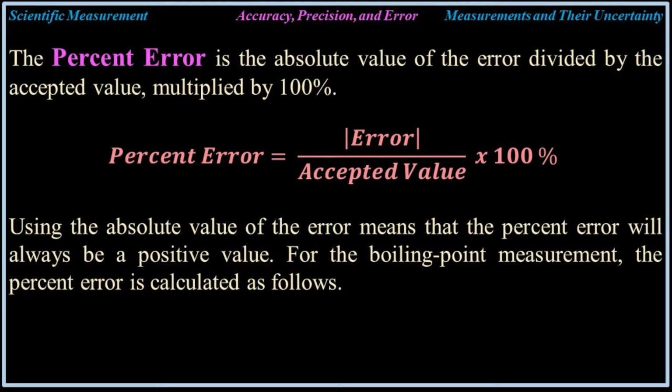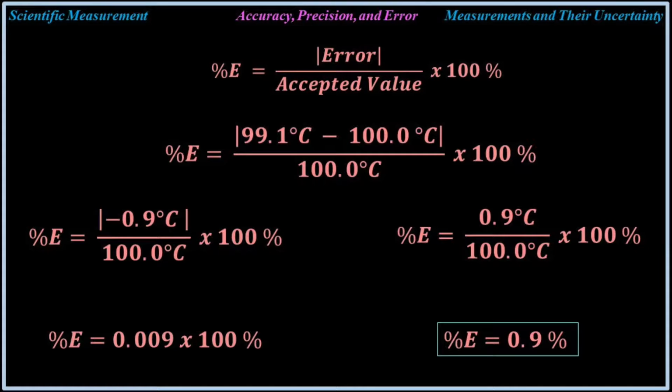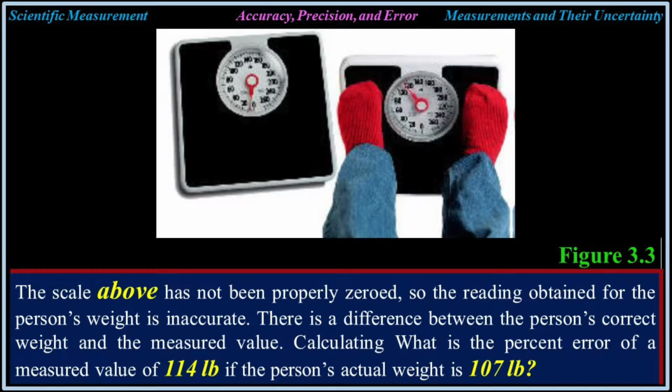For the boiling point measurement, the percent error is calculated as follows. Follow along with the calculations on the next page. Here I have the equation for percent error, relative error, and follow the calculations along. It's actually very simple, and the answer is 0.9% error, which relative to a thermometer is fairly high, especially if you're finding the boiling point of water.